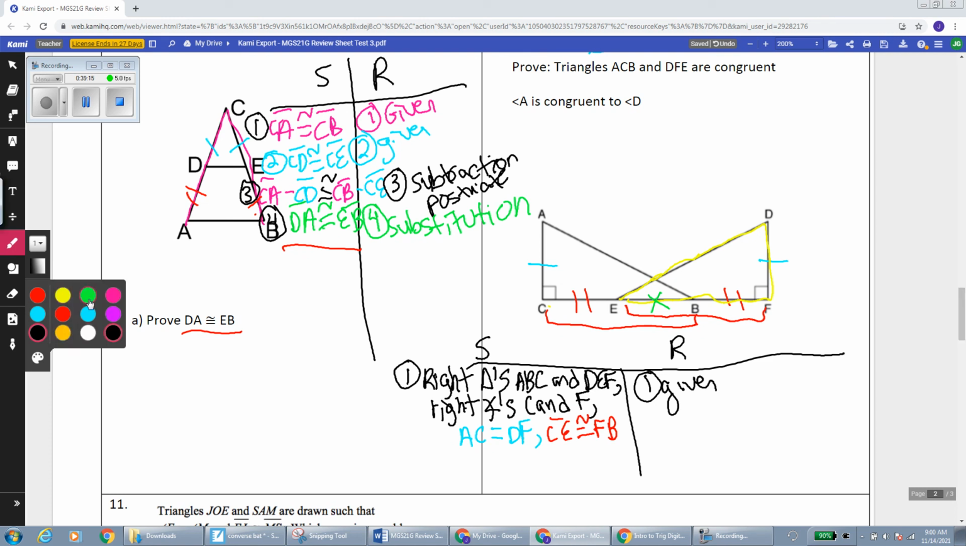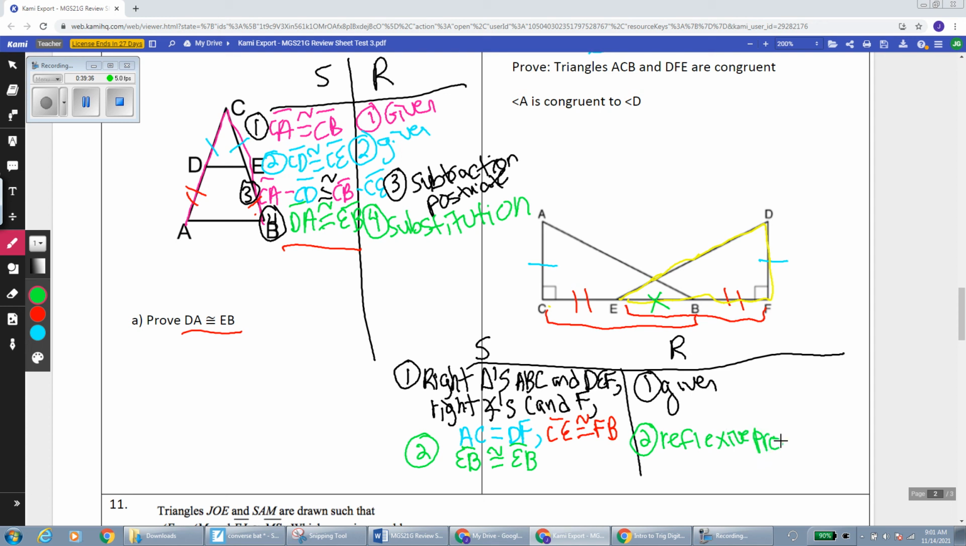Before we use the addition postulate, we do need to make the statement that EB is congruent to itself, because we are planning to use that in our addition postulate to add to both CE and BF. So I'm going to write that here, reflexive property. Okay, now let's actually do our addition in the next step of the proof to get the whole sides of the black and yellow triangle.